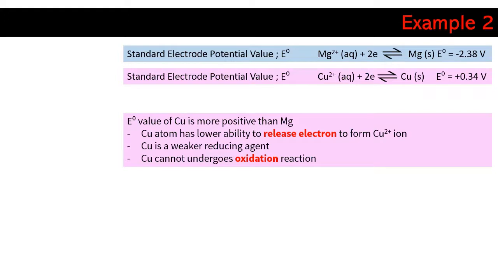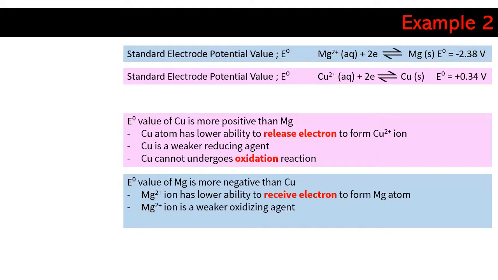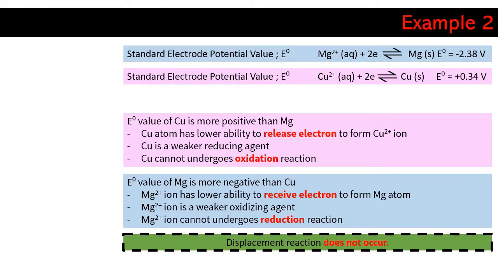On the other hand, the E0 value of magnesium is more negative than copper. Magnesium ions have a lower ability. Why do I mention magnesium ion? Because in the reaction in the experiment, we are using magnesium nitrate solution. In the magnesium nitrate solution, there is the presence of magnesium ion. So magnesium ion has a lower ability to receive electrons to form magnesium atom. Magnesium ion is a weaker oxidizing agent. Therefore, magnesium ion cannot undergo reduction reaction. Does the reaction occur? No. The displacement reaction cannot occur.